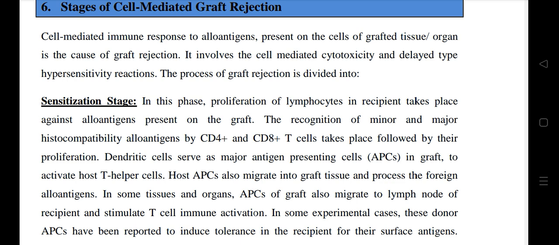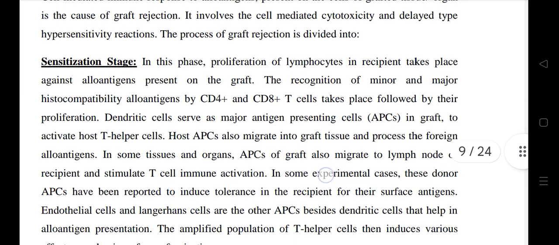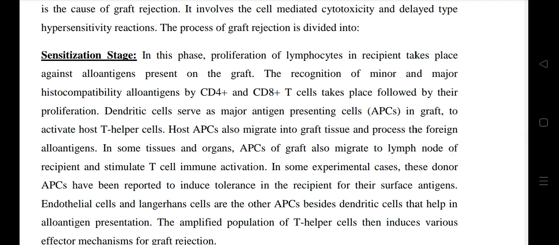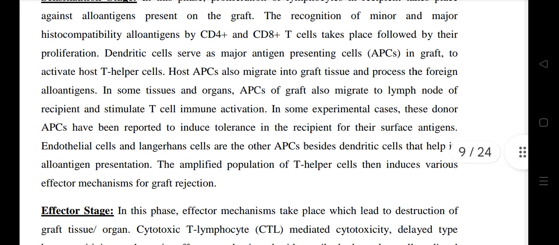Dendritic cells serve as major antigen presenting cells in the graft to activate host T helper cells. Host APCs also migrate into graft tissue and process the foreign alloantigens. In some tissues and organs, APCs of the graft also migrate to the lymph node of the recipient and stimulate T cell immune activation. In some experimental cases, these donor APCs have been reported to induce tolerance in the recipient for their surface antigens. Endothelial cells and Langerhans cells are the other APCs besides dendritic cells that help in alloantigen presentation.